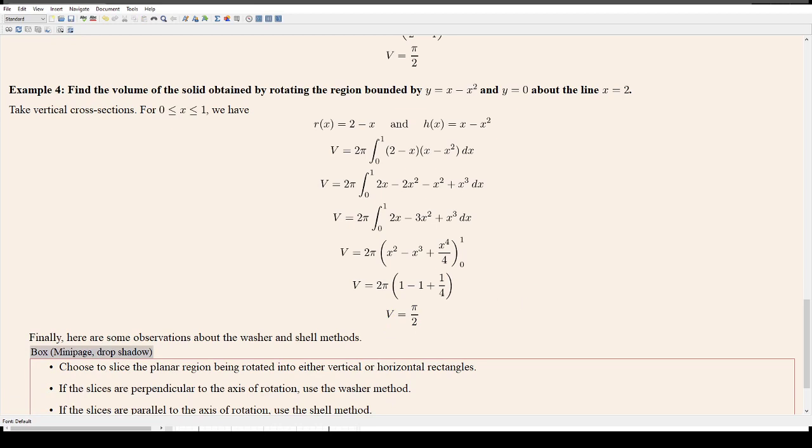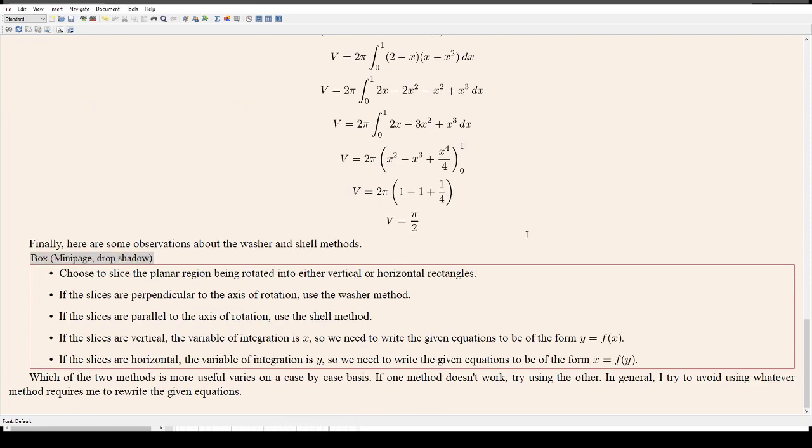Okay, so finally, I want to end with just some general observations about the washer and shell methods. In both cases, I maintain that all that you really need in terms of a visual aid is the two-dimensional drawing. You don't need the full three-dimensional drawing. All of the information necessary is contained in the two-dimensional sketch of the region. Now, once you have a picture of that region, you're going to slice it into either vertical or horizontal slices, so approximately rectangles.